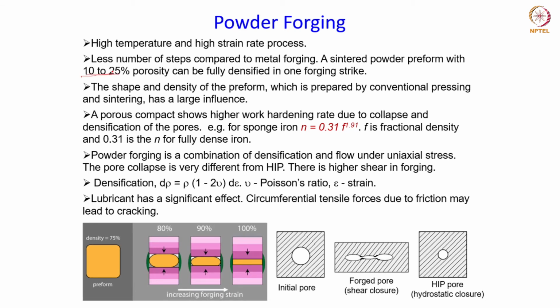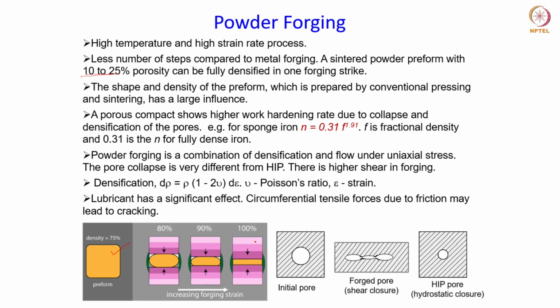So here is a schematic of the process. Here is the initial preform having a particular amount of porosity, and then it is subjected to the forging operation by loading the compact into a forging die. And as the pressure is applied in the forging die and the compact takes up the shape of the die cavity, the densification also occurs, and finally at the end of the forging operation, 100% or full density is achieved.